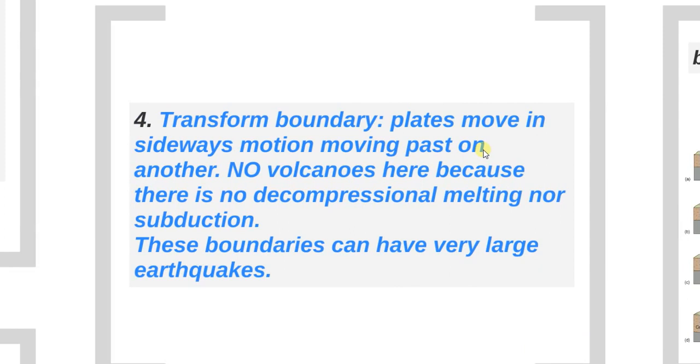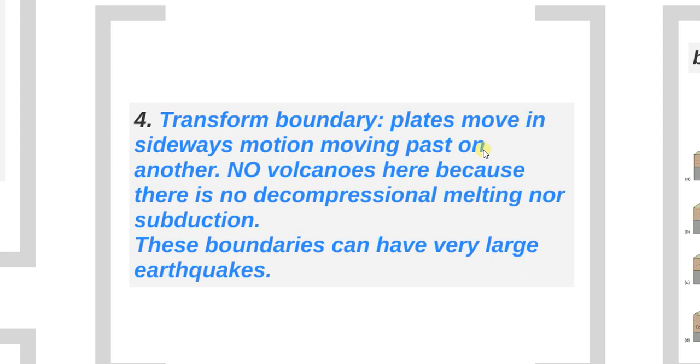So no volcanoes here because, one, plates are not pulling apart, so we don't have decompression or melting, and we have no subduction. So we have no chance of subducted crust changing the boiling point of the rock and causing things to melt. Because it's rock grinding against rock, these boundaries have the potential to have very large earthquakes. This is why California has so many earthquakes, because it's on a massive transform boundary.